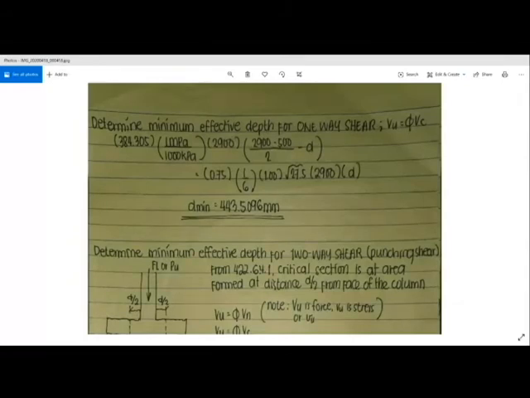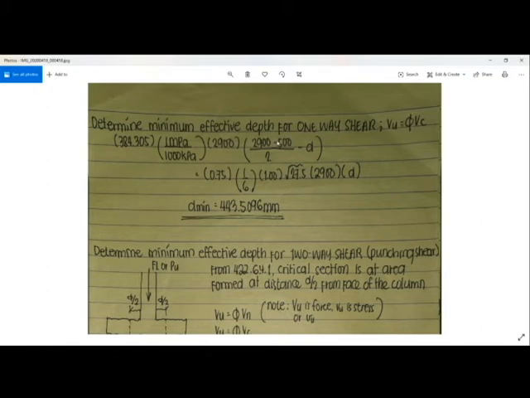So this is the second method for checking the adequacy of your footing against one-way shear. First, we compare our VU to phi multiplied by VC. But what we will do here is use the VU itself to determine the minimum depth.